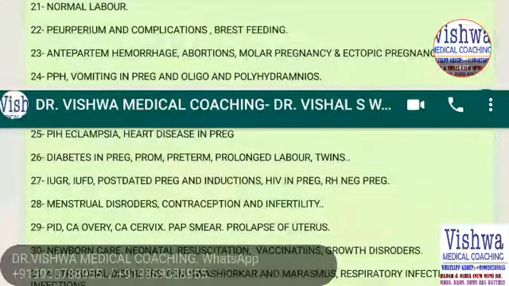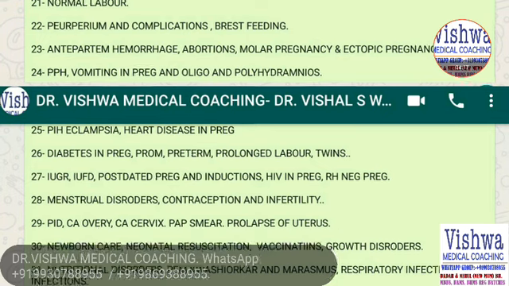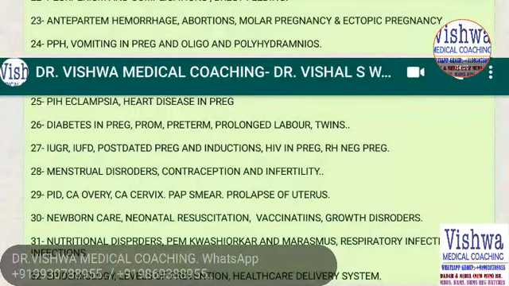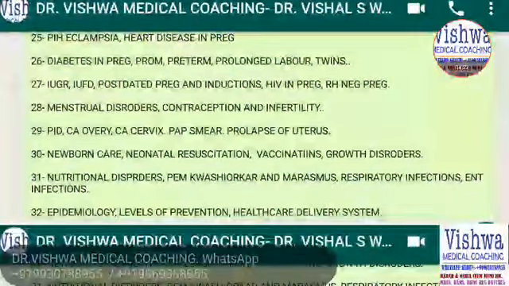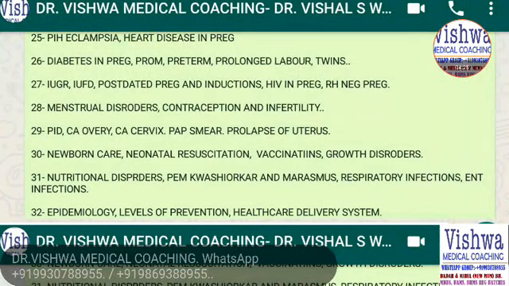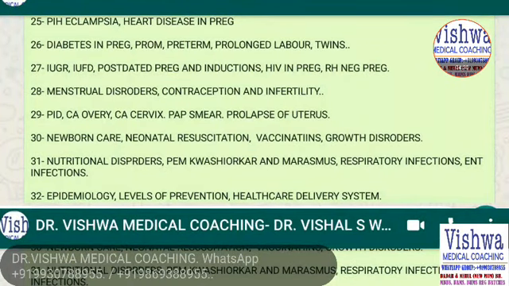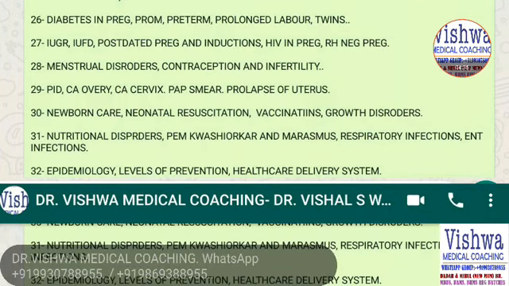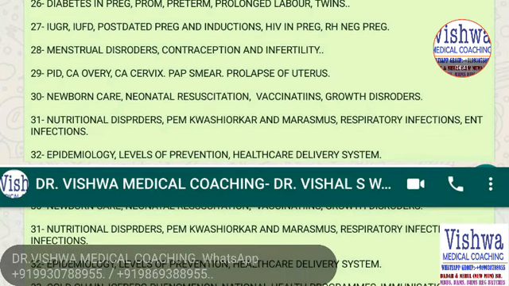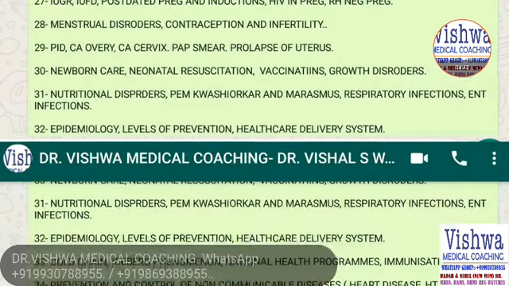Then we have puerperium and complications in the breastfeeding. Antepartum hemorrhage, in that we have placenta previa, abruptio placentae, abortions, molar pregnancies, ectopic pregnancies. Then we have postpartum hemorrhage, vomiting in pregnancy, oligo and polyhydramnios. Then one lecture will be completely devoted to PIH and eclampsias. Remember, most important topic. Then we have heart disease in pregnancy, diabetes in pregnancy, premature rupture of membranes, preterm labor, prolonged labor, twins, IUGR, intrauterine growth restrictions, intrauterine fetal death, post-dated pregnancies, inductions, HIV in pregnancy, Rh negative pregnancy.